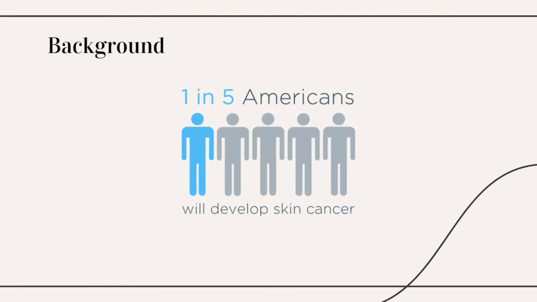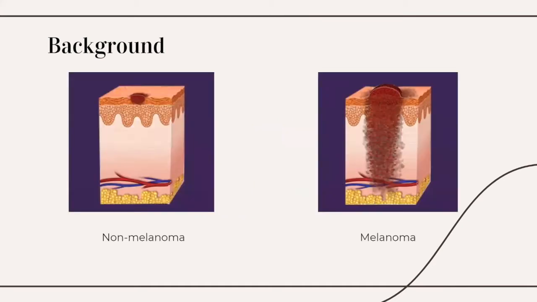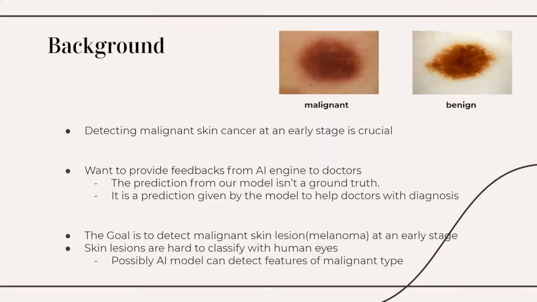One in every three cancers diagnosed is skin cancer, and one in five Americans will develop skin cancer by the age of 70. The two main types of skin cancer are melanoma and non-melanoma. As the name suggests, non-melanoma is a lesser concern because it is non-lethal and can usually be cured with surgery. Melanoma, on the other hand, is a dangerous skin cancer type since it has a high mortality rate. Due to the nature of skin cancer, detecting malignant skin cancer in its early stages is crucial.